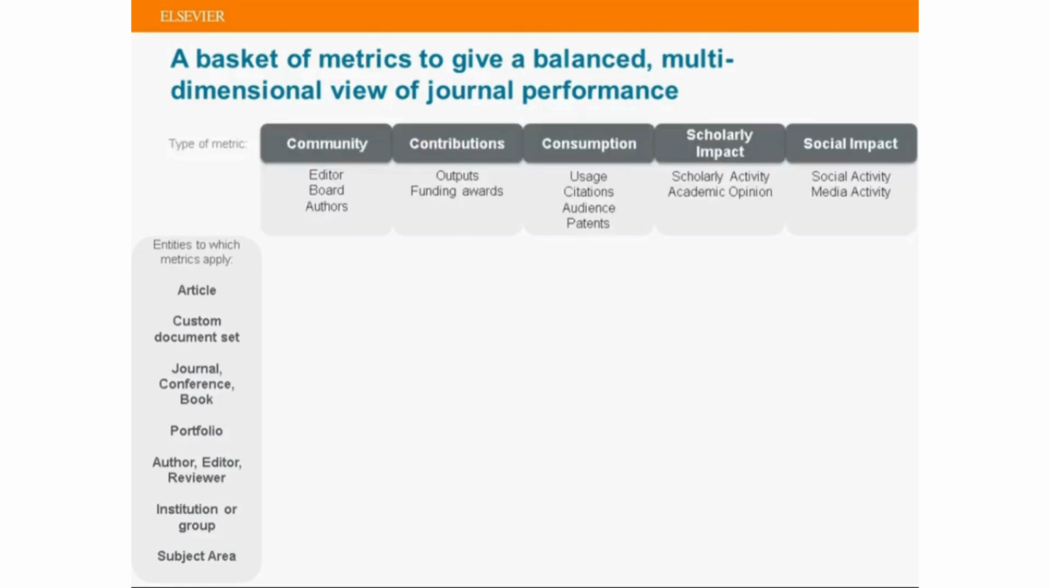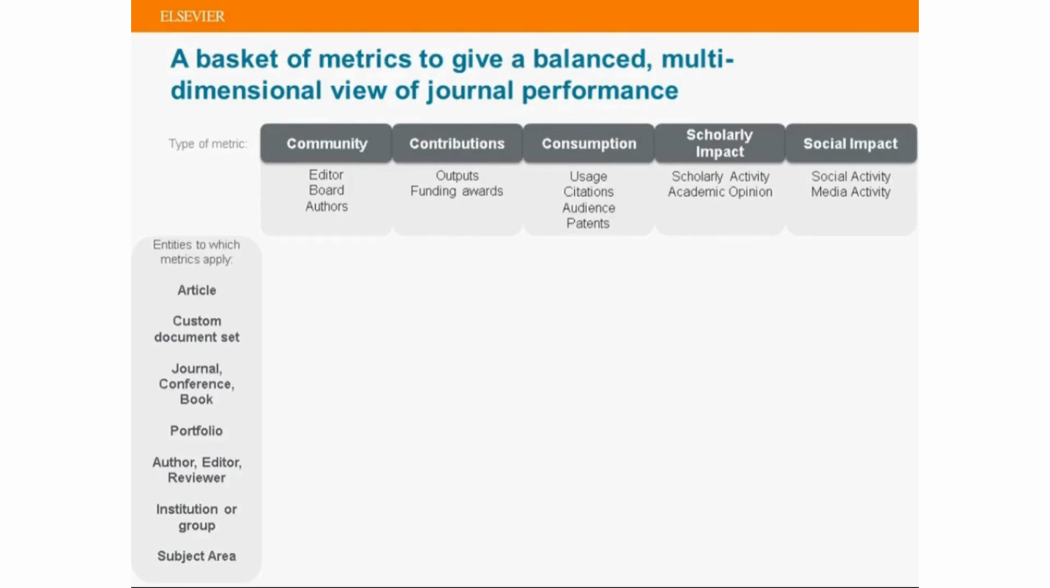The second dimension that we have in the basket of metrics is the type of metric. So for the journals, for example, community, that can be the editors, the board, and the authors that are publishing or associated with the journal. Contributions is, for example, the number of articles as the output of that journal. Consumption, so how many times have the articles been used or cited and by whom. The scholarly impact, so what is the impact of the articles published in the journal on the scholarly community, but also the social impact, so for example, the media mentions and the social media mentions of the articles that are published in that journal.